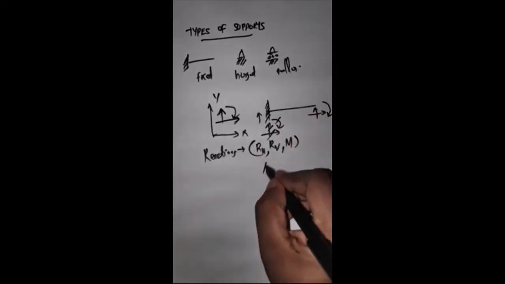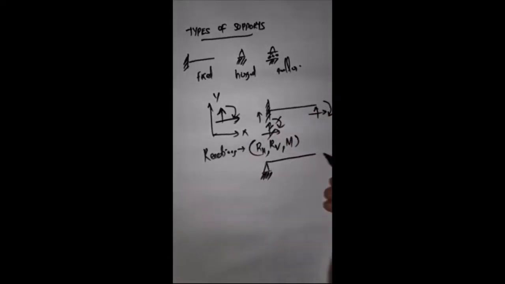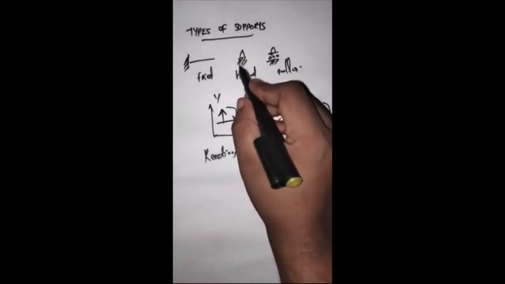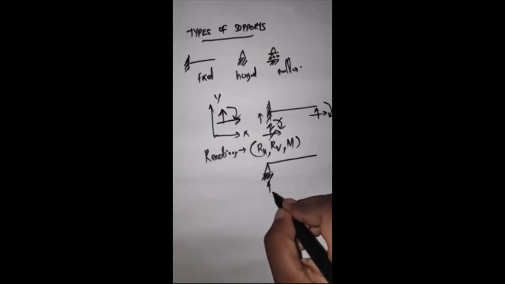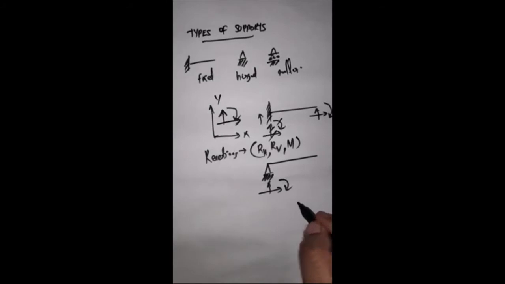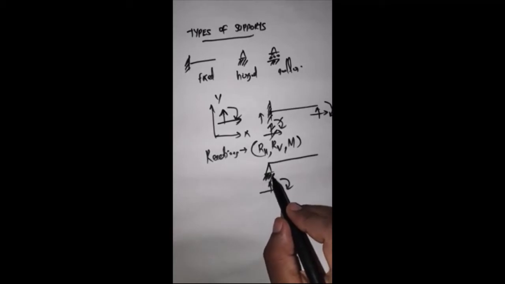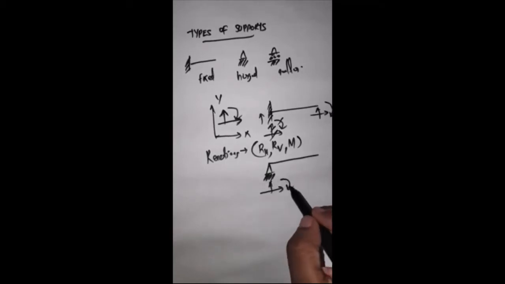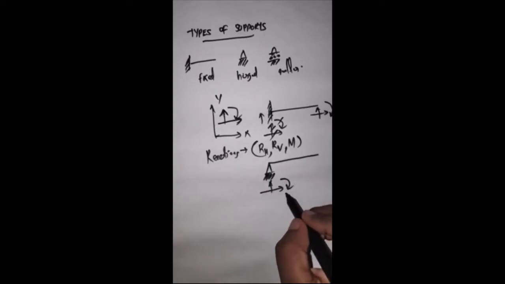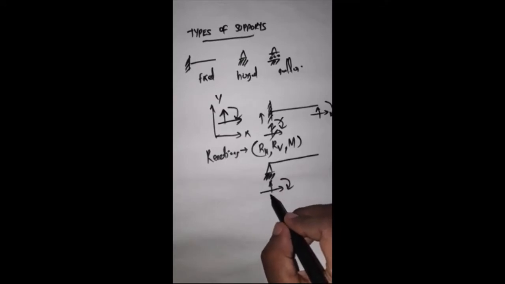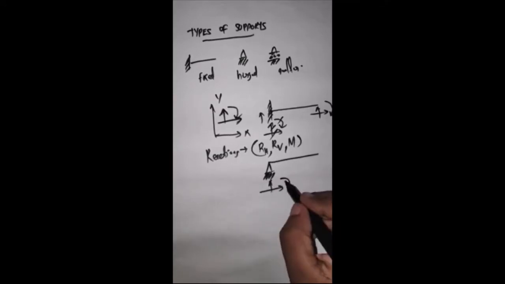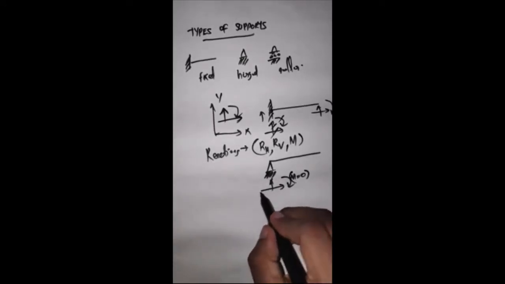But in the case of a hinged support, this is a hinge. The possible reactions are vertical, horizontal, and moment. But I have said that a hinge support will permit rotation. Since this rotation is permitted, there is no moment. In a hinge support, the moment is 0, but there is a vertical and horizontal reaction.